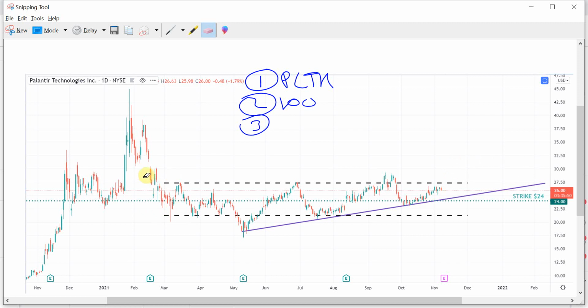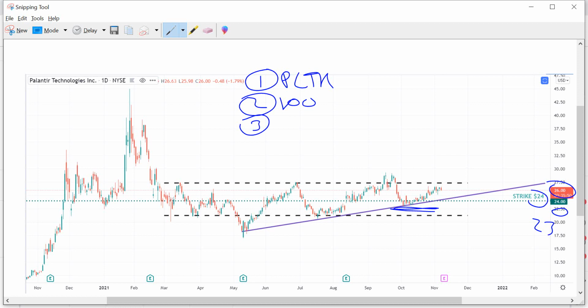I could have been a bit more conservative and gone for the 22.50 or the 23 strike just below these lows over here. But as you guys have probably imagined, when it comes to trading options and collecting premium, the further away your strike price is from the current price, the lower the premium. The current price of Palantir at the moment is 26 and I've set a strike at 24. If I set a strike at 22.50 or even 23, the premium I'm going to receive is lower.